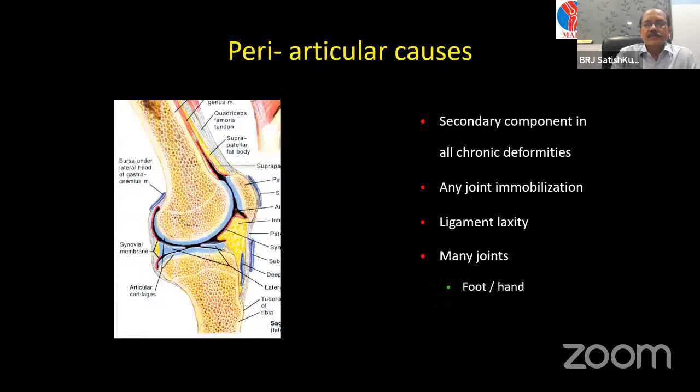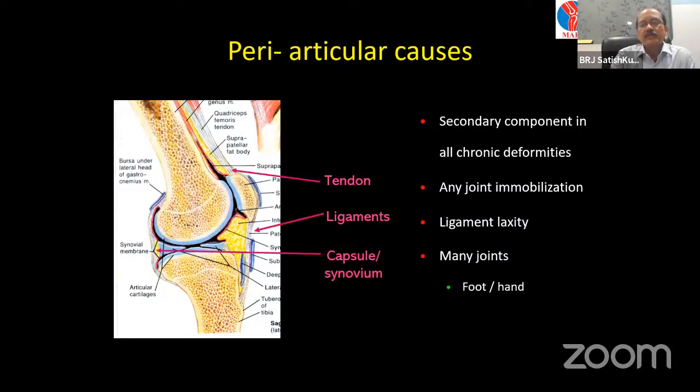And periarticular causes means which is immediately outside the joint, and this is the capsule and synovium, number 1, number 2 ligaments, number 3 tendons which are very close to the joint. So these periarticular causes always form a secondary component in most of the chronic deformities, any joint which is immobilized, and ligament laxity or tightness of the capsule. All those things we can say are the periarticular causes that will contribute to a deformity around the joint.